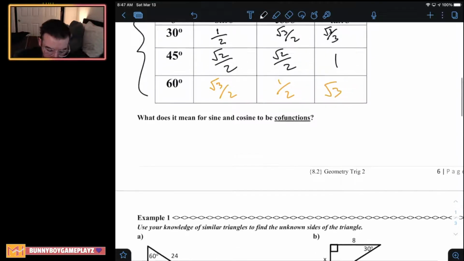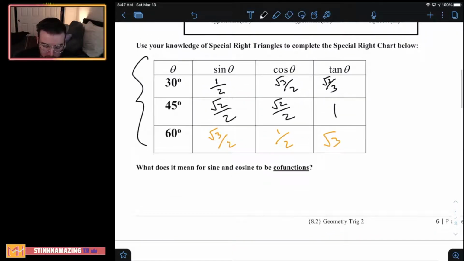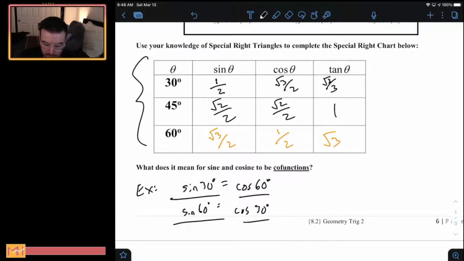So, also, let me not skip this question. What does it mean for sine and cosine to be cofunctions? I'm not going to write some fancy definition. Let's just explain this by example. Sine of 30 degrees is equal to cosine of 60 degrees, right? And sine of 60 degrees is equal to cosine of 30 degrees. That's what we mean by cofunctions.